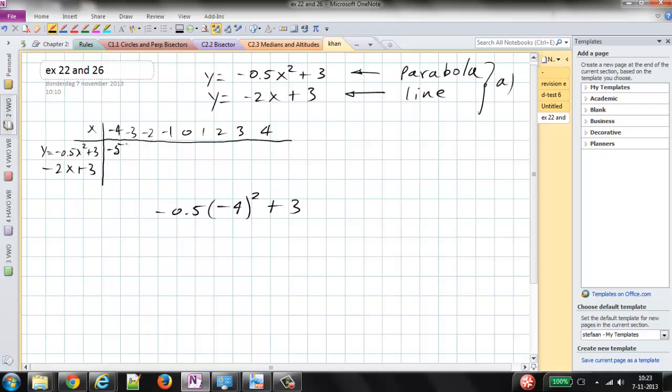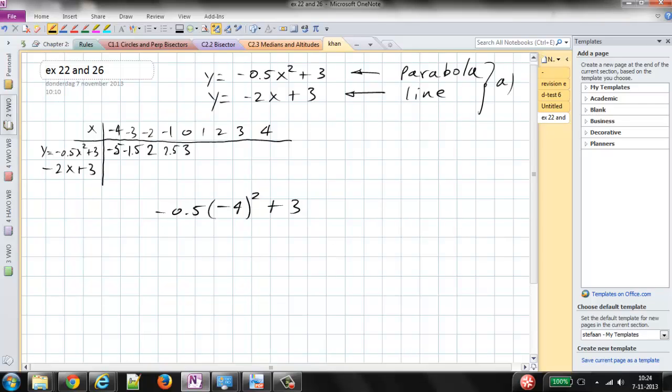Then I've got minus 3, which squared is 9. Half of that is 4.5. Minus 4.5 plus 3 is minus 1.5. Then I've got minus 2 squared, so that's going to be minus 2 plus 3, which is 2. Then I've got minus 1. Half of 1 is minus a half, plus 3 is 2.5.